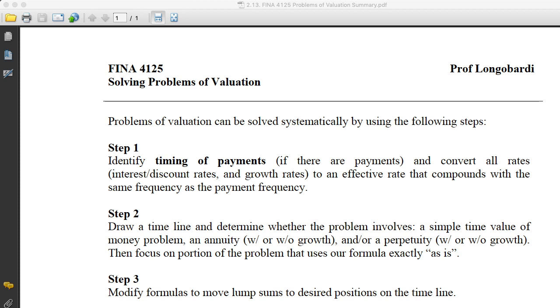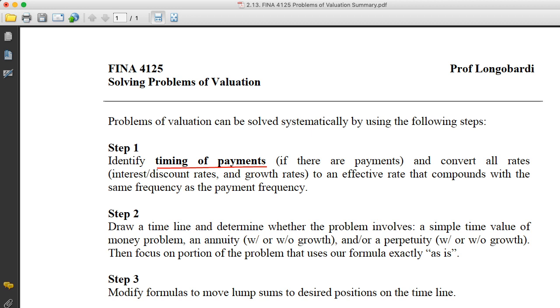Okay, this document, the summary document. So here I outline the steps for every problem in time value of money. Read the problem and find the timing of payments. That's your first step. The timing of payments, if there are payments. If there's no payments, then it's just a basic time value of money problem. So identify the timing of payments and convert all rates to an effective rate that compounds with the same frequency as the payment frequency. So if you have a problem about credit cards, you need the effective daily rate. If you have any other information about rates, growth rates, you have to convert them to effective daily rates.